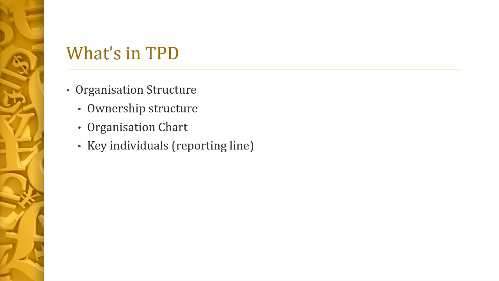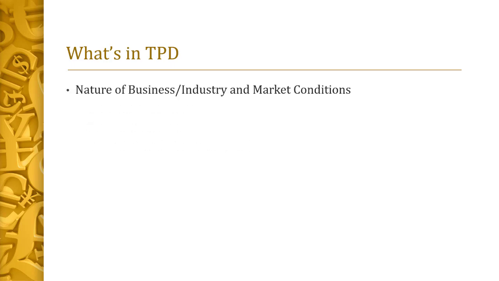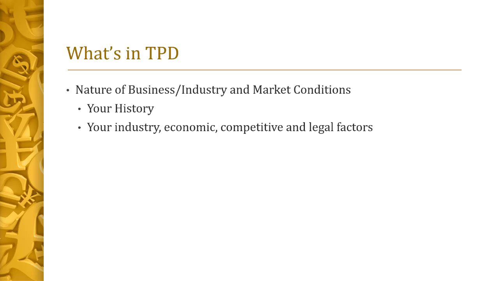Like if you have Malaysian entities, to which persons you will make reports, and so on. Now then we need to have your business nature, your industry, your market conditions. Basically, it's the information about your business. Now your history, your industry, economic, competitive, and legal factors. Things like who are your key competitors, what are the legal constraints, what kind of regulations affect you, what kind of laws will impose some kind of restrictions on your business.